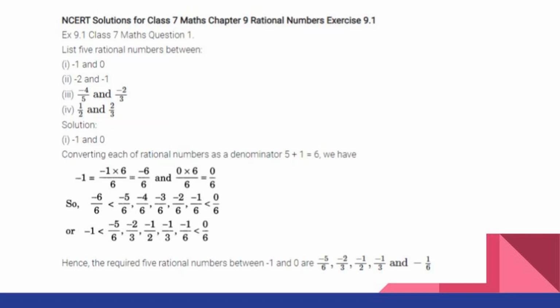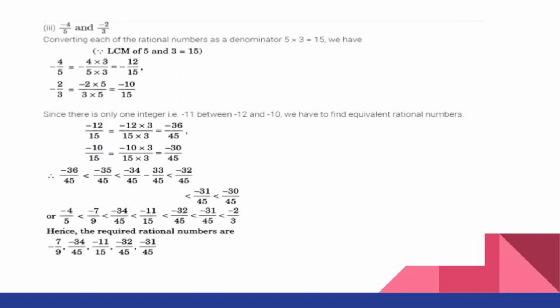Now the numbers between -6 and 0 will be -5 upon 6, -4 upon 6, -3 upon 6, -2 upon 6, -1 upon 6. We have to write the numbers which are in between, right? Going to the second part, you can try yourself, that is -4 by 5 and -2 by 3.